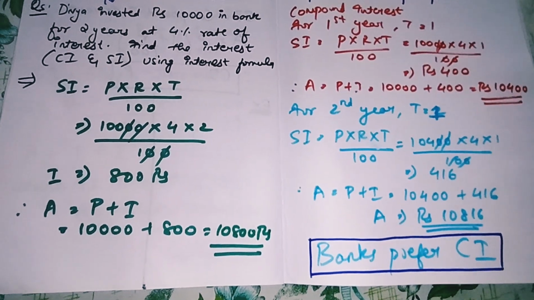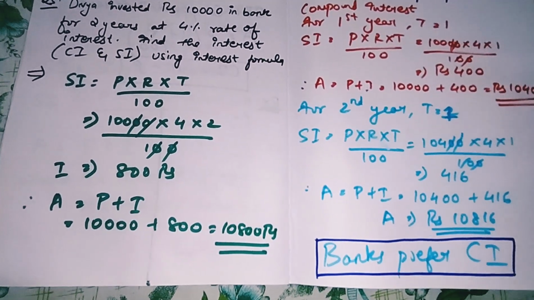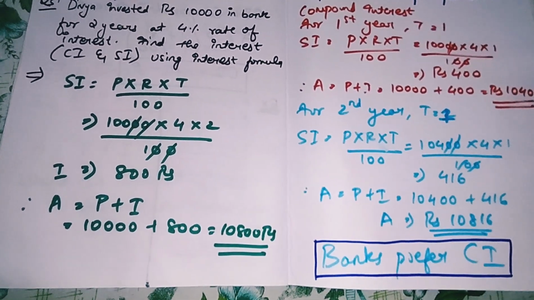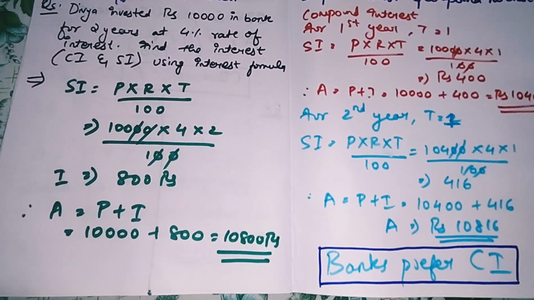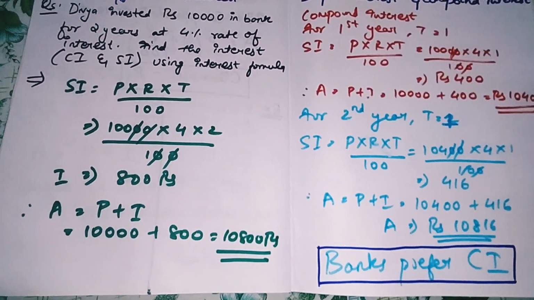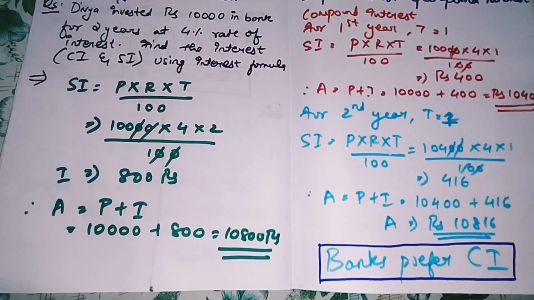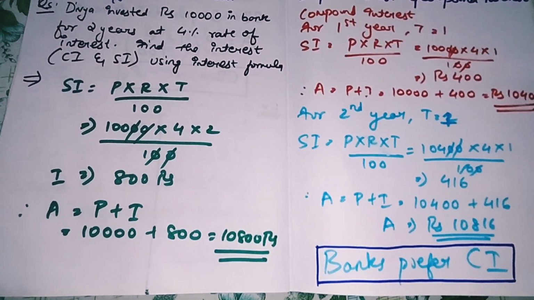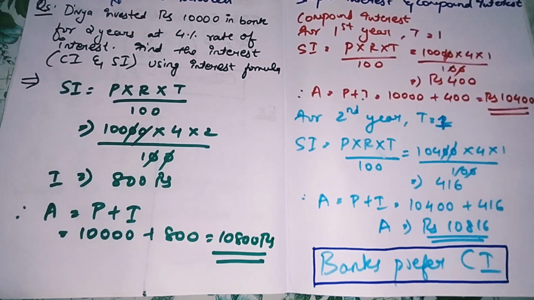So for the first year T is equal to 1, the principal will remain the same, the rate of interest will remain the same, but T will be 1. We'll substitute the values, and after all the substitution and cancellation, SI is equal to 400 rupees. Now we'll see what amount I am getting at the end of the first year. Amount is equal to P plus I, 10,000 plus 400, which is rupees 10,400.